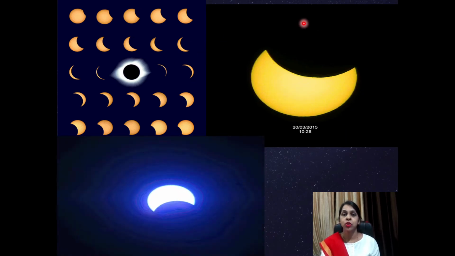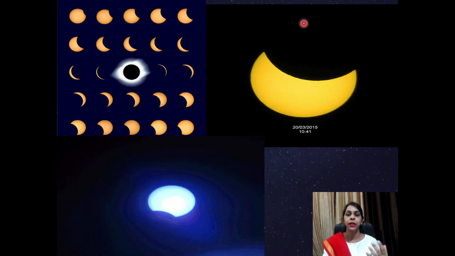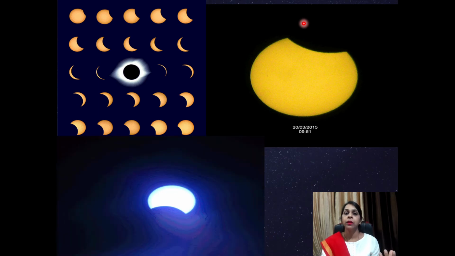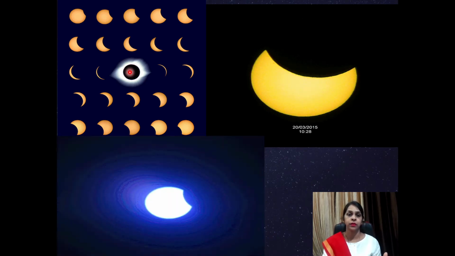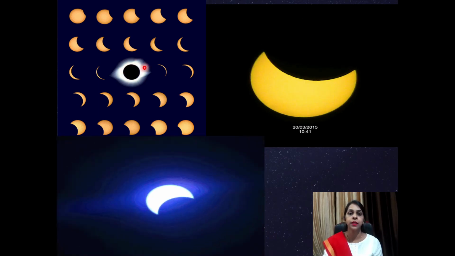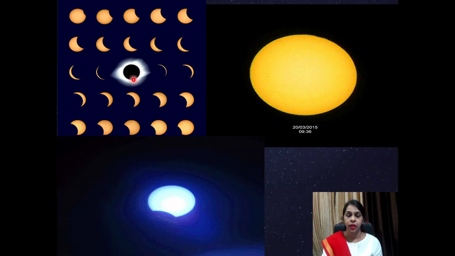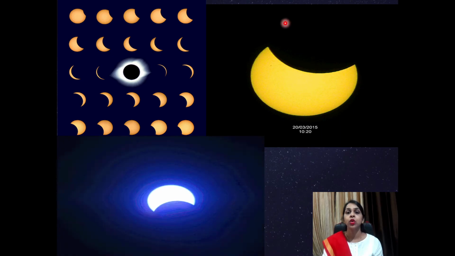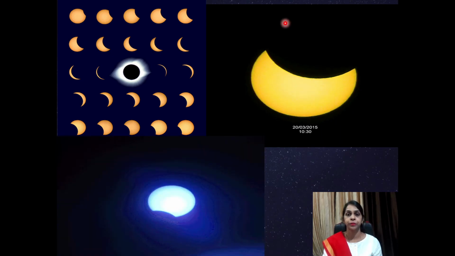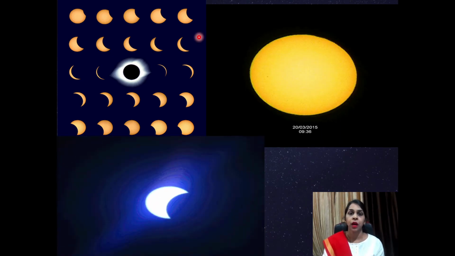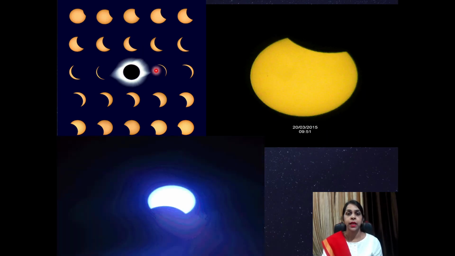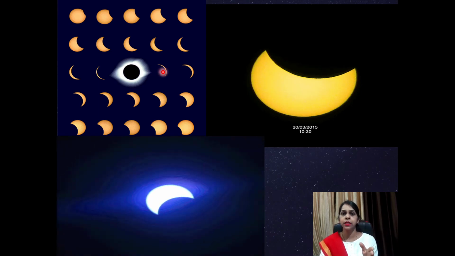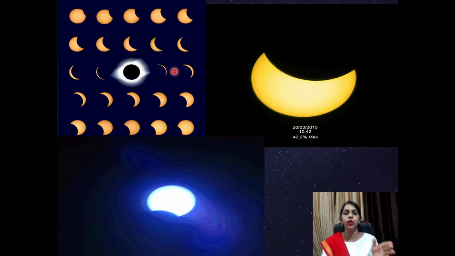In the places with a total solar eclipse, there will be full darkness. You can see here the full darkness. It is the total solar eclipse. There will be full darkness, and after some time there will be a crescent sun and then slowly a full sun.